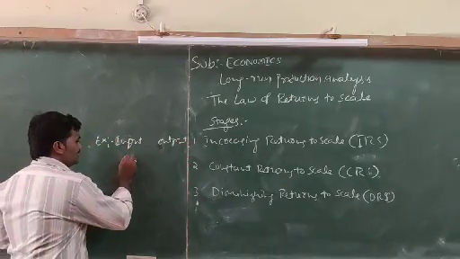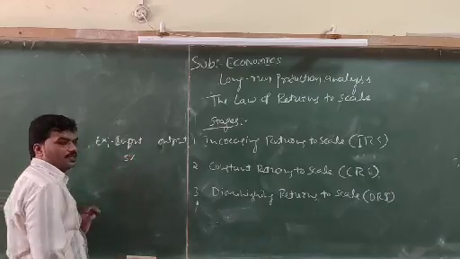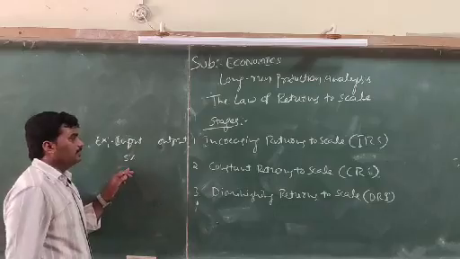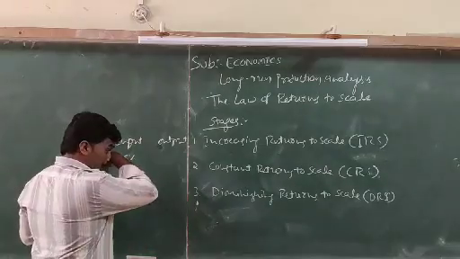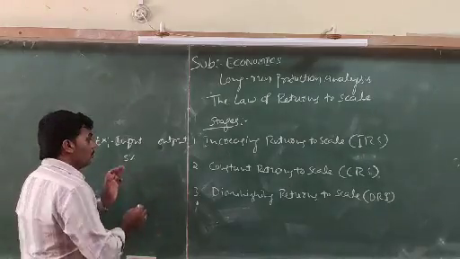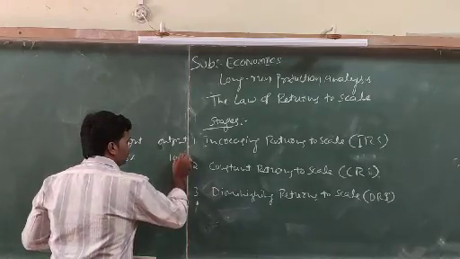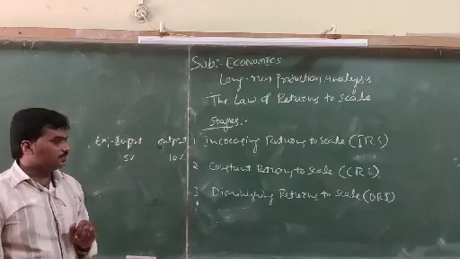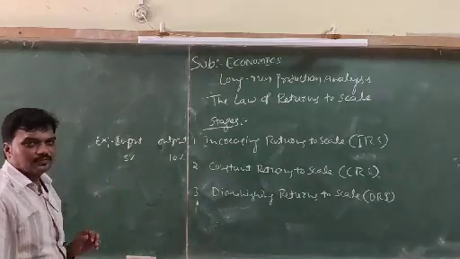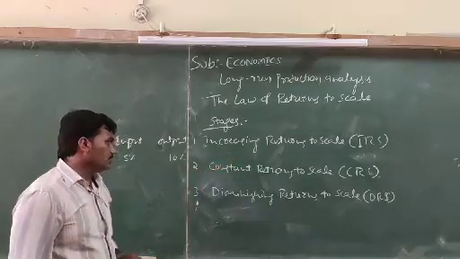If the firm increases all its inputs by 5%, the same rate of 5%, then the output increases more than that rate, that is, more than 5%, maybe 10%. The output increases by 10%. This is called increasing returns to scale.